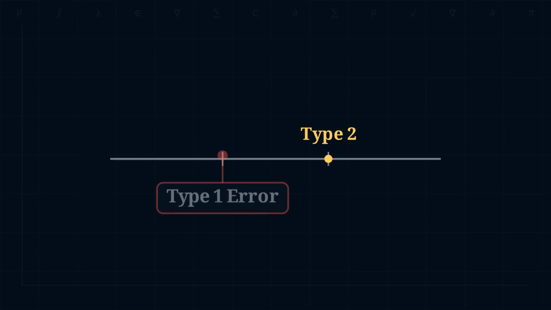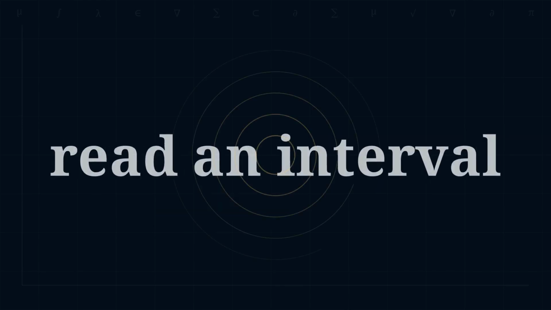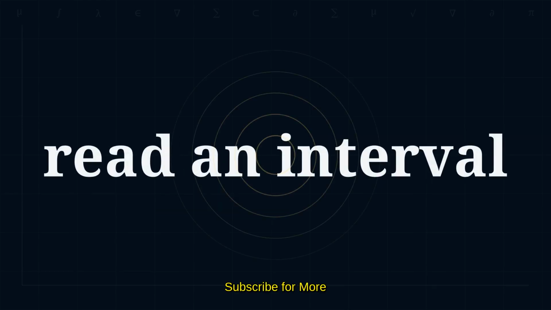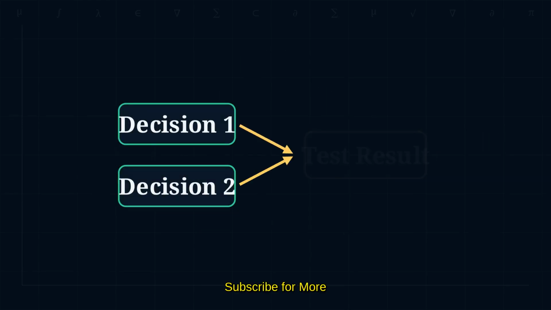Next, we go to type 1 and type 2 errors, the two ways every test can fail, because once you can read an interval, you need to see the two fundamental failure modes of decisions built on tests.